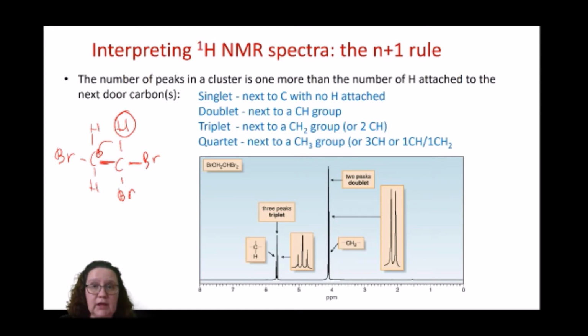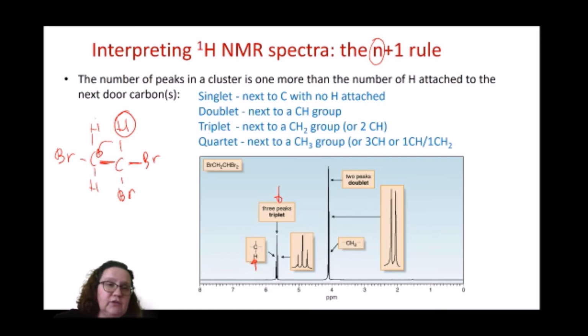It has 2 neighbors, n equals 2, plus 1, 3. That's what we call the n plus 1 rule. So this signal here, around 5.5, though it cannot be seen very clearly, you can see it better in the expansion, it's a triplet. And that is a triplet associated with this hydrogen because the neighboring carbon has 2 hydrogens. 2 plus 1, 3, and that's where the triplet comes from.